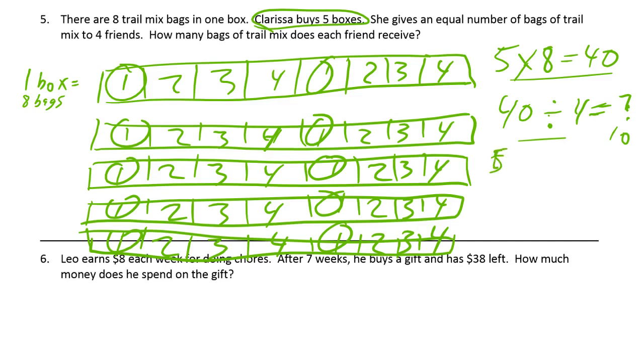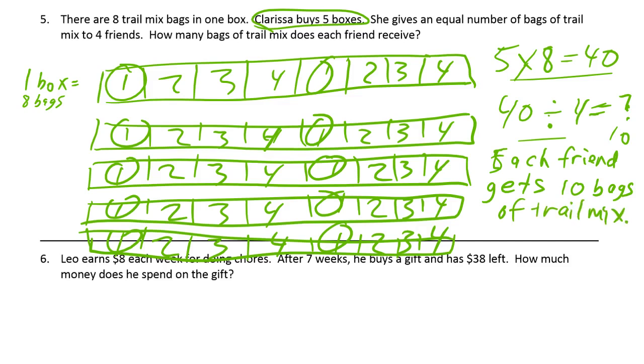Each friend gets 10 bags of trail mix. So it's a two-step problem. First, you have to figure out how many bags there are, and then divide by the friends to figure out how many each friend gets. And you have to do both of those things to figure it out. But if you draw the picture, it's just a one-step process.